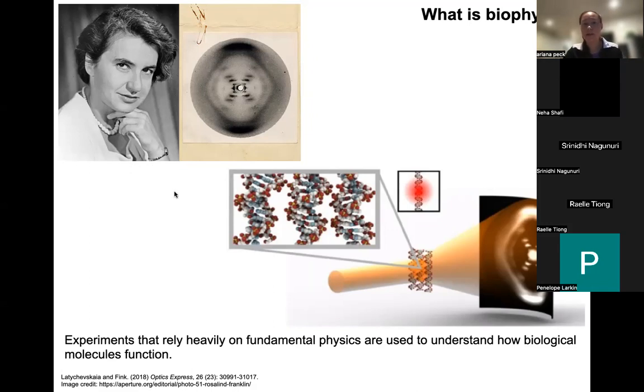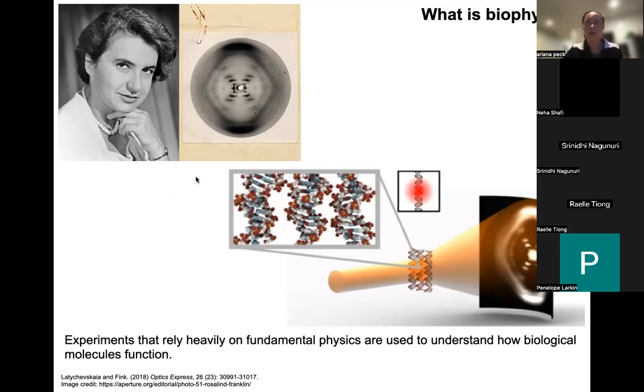Unfortunately, at the time, Rosalind Franklin's contributions weren't fully recognized. It was actually two of her male colleagues who were awarded the Nobel Prize while she was not. But in the decades that have followed, there's been increasing recognition that she played a critical role in these experiments.